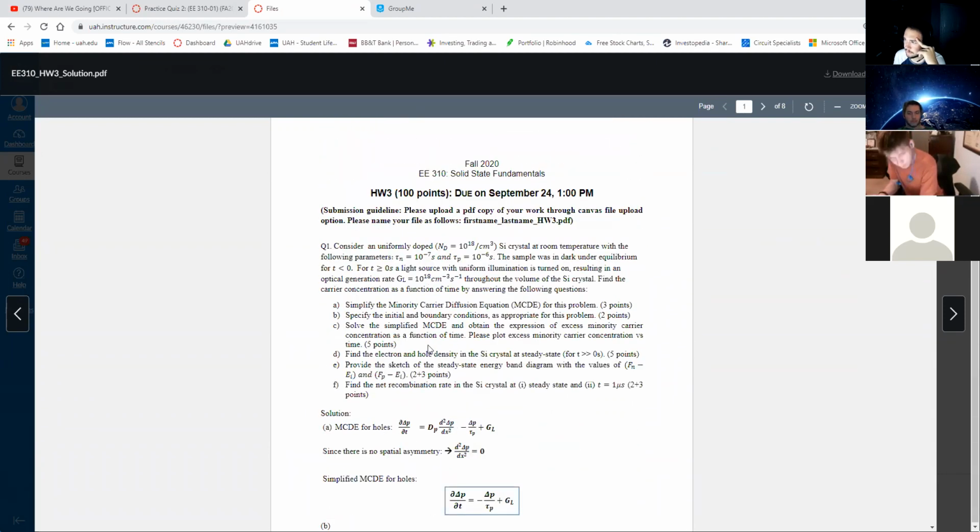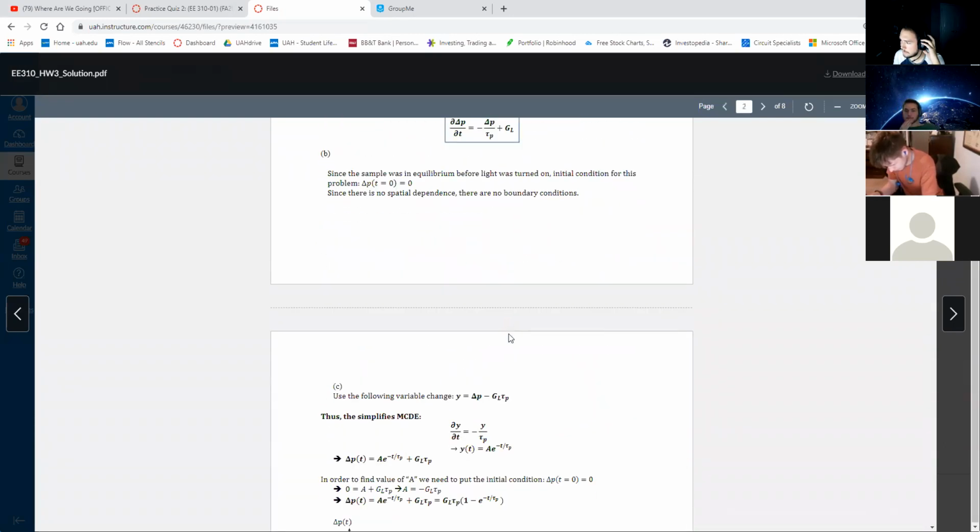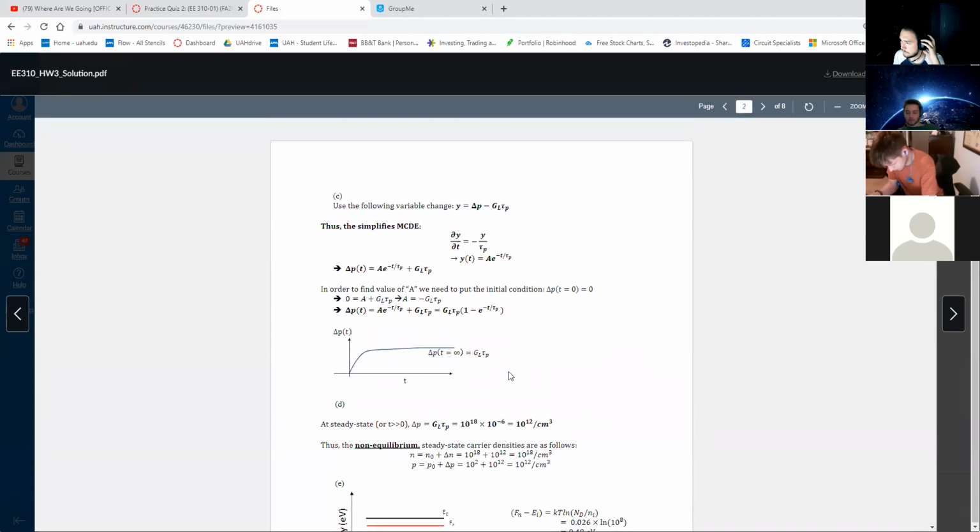The first question, question 1 right here, this whole first question is basically what he made our practice quiz. From what I can see, in the practice quiz, we simplified this and it became this exact thing. We specified initial boundary conditions, the only one that existed, which is that at time 0, we have 0 carriers generated. That was part of that quiz. We solved the simplified MCDE, which got us this version of it right here. This is what we had to do on the quiz as well. We did that.